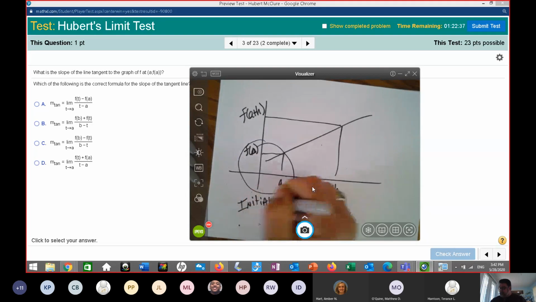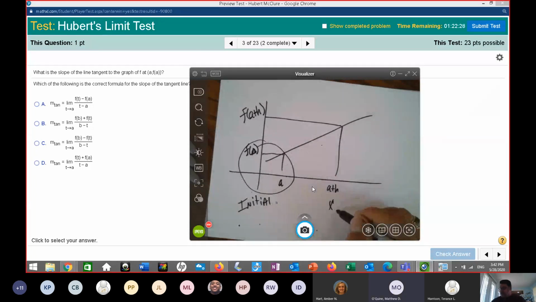Initial is going to be A or sub-zero. That's initial. So that means the other one is going to be your x of 2 or x of x plus h, and x plus h here. So I would say it's going to be A.